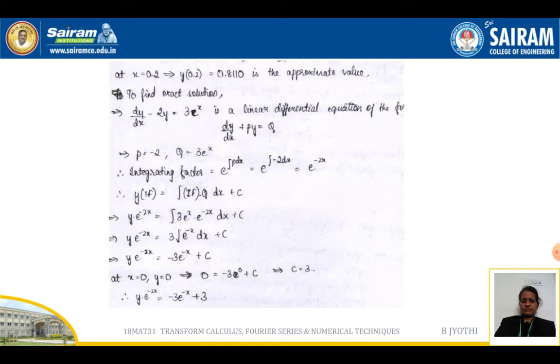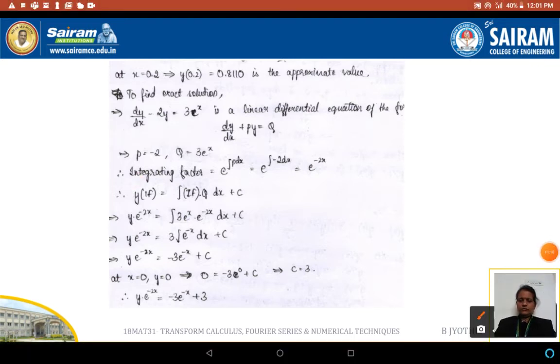And the solution is given by y into IF equals integral of IF into q dx plus constant. This is our integrating factor, e power minus 2x. So let us replace in the step, that is y into e power minus 2x is equal to integral of 3 e power x, which was the q, and IF is nothing but e power minus 2x, into dx plus constant.